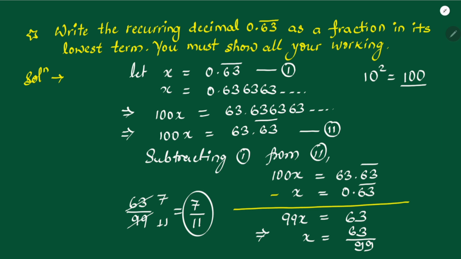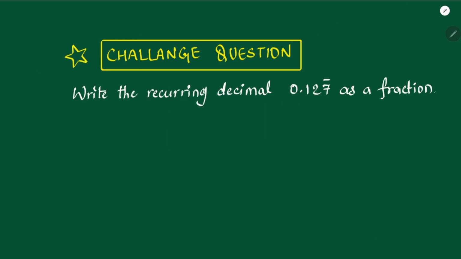And that brings us to the end of today's lesson on decimal representation of rational numbers. We have learned how to identify terminating and recurring decimals and how to convert them into fractions step by step. And now it's your turn to take on the challenge question. Write the recurring decimal 0.127 bar as a fraction. Okay, take your time, show all your steps, and leave your answer in the comments.